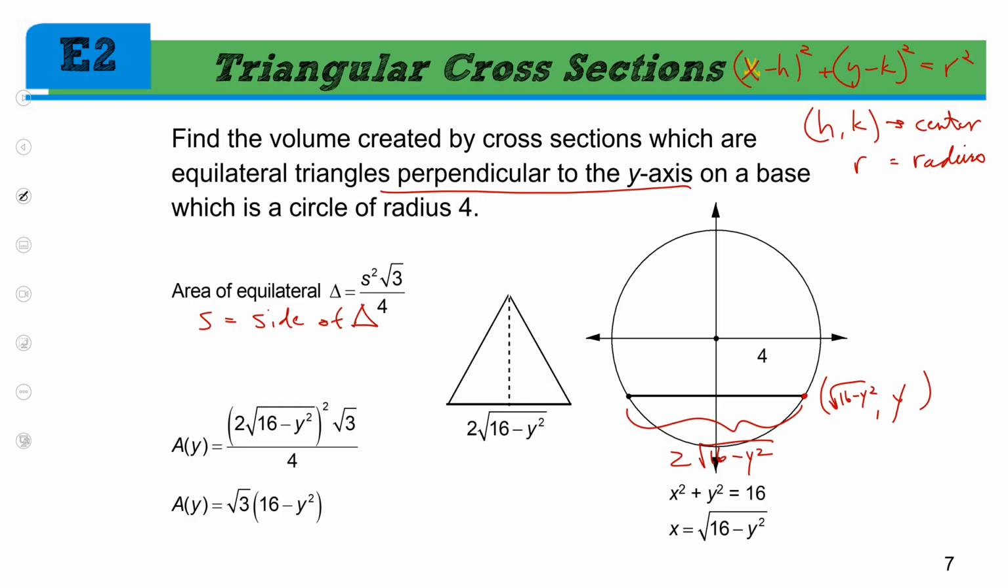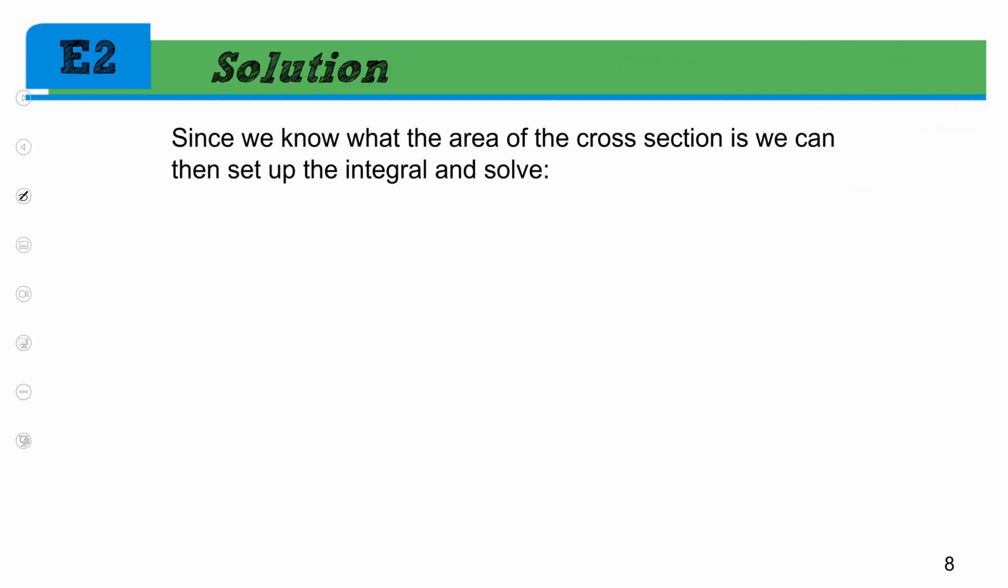Now, that was a big jump, let me back up. So I got the area, since I'm squaring 2 square roots of 16 minus y squared, 2 squared is 4, cancels with the 4. The square of a square root cancels also, so I get the square root of 3 times the quantity 16 minus y squared. You could distribute the square root of 3, but that would be silly. I'm just going to move it out in front and get to this.